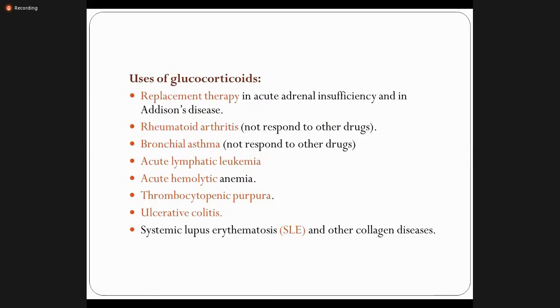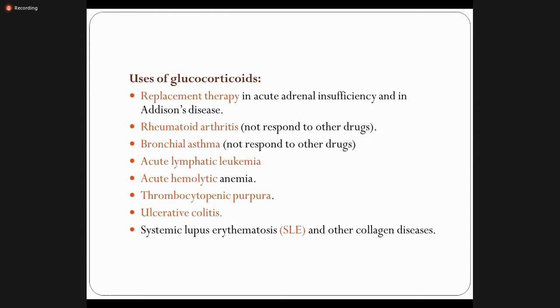Okay, uses of glucocorticoids. One of the uses is as replacement therapy in acute adrenal insufficiency and in Addison's disease, when there is deficiency of adrenocorticoids or inhibition of secretion of cortisol. So deficiency of glucocorticoids is labeled as Addison's disease. This is important, right? So in this situation, we can use glucocorticoids as replacement therapy.